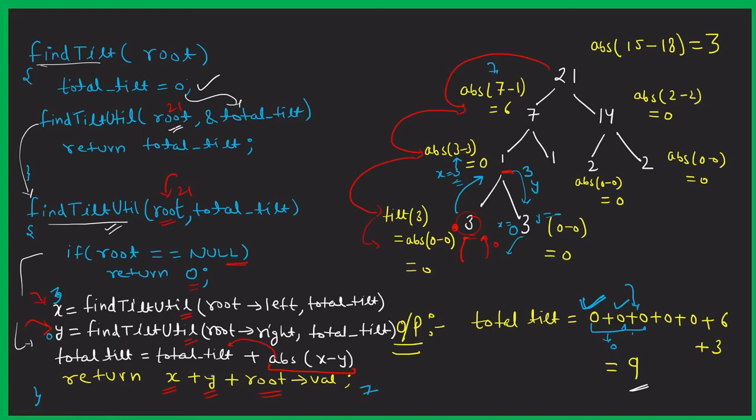So from the left part, it has got 7. So 7 is coming here. That means this is the value of x. This return value will be going to x. Correct? So the current x is 7.